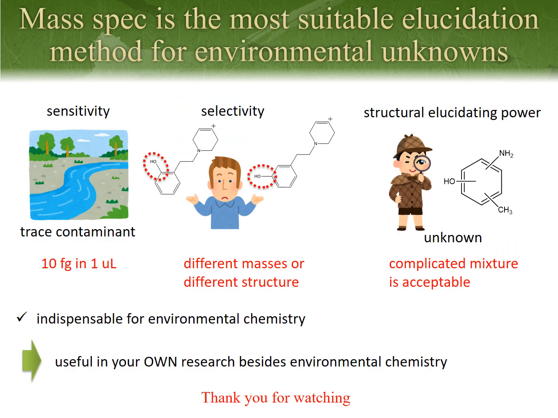This is the summary of this video: why mass spec is the most suitable elucidation method for environmental unknowns. There are 3 reasons: sensitivity to detect trace contaminants in the environment such as 10 femtograms in 1 microliter. Selectivity to distinguish resemble contaminants based on different masses or different structure. And structural elucidating power of unknown contaminants in the complicated mixture. These 3 features are indispensable for environmental chemistry.